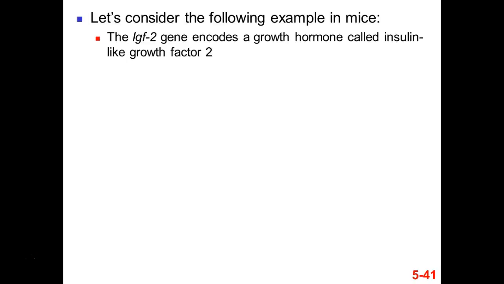This example is not too hard to follow. This gene codes for a growth hormone called insulin-like growth factor 2, that's why it's IGF. So if you have this normal functioning gene, it's a growth hormone, so it's going to determine your growth, whether you're going to be normal sized or not. If your gene is working, you got the non-mutant copy and it's A-OK, then you should be a normal sized mouse.